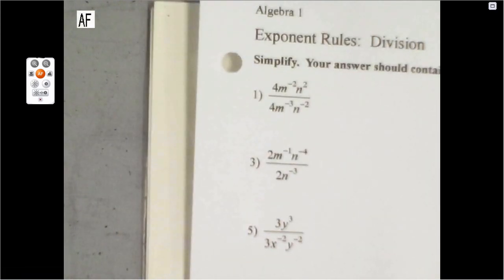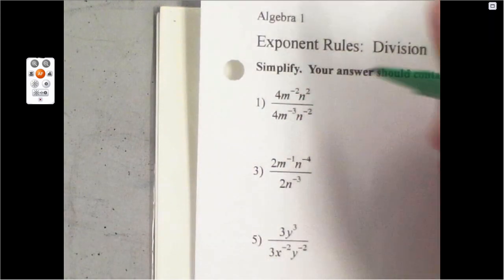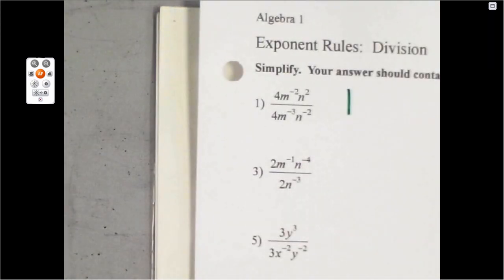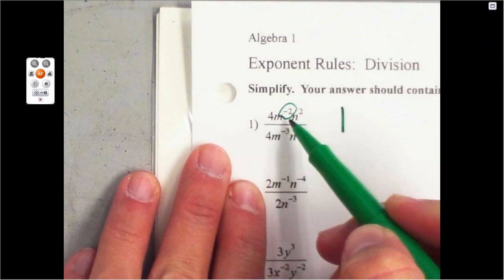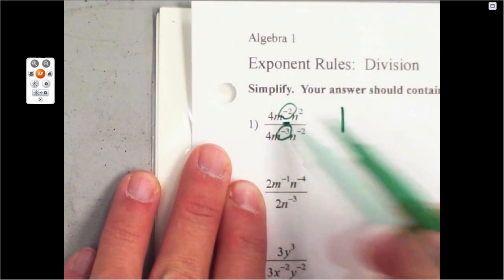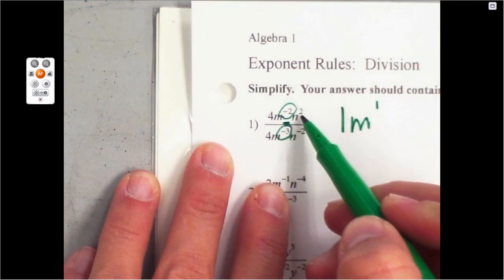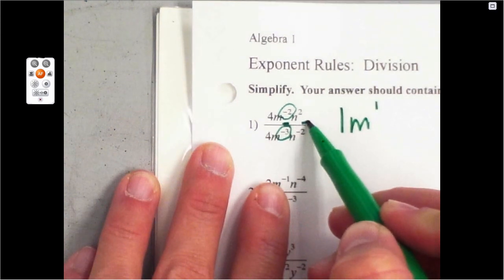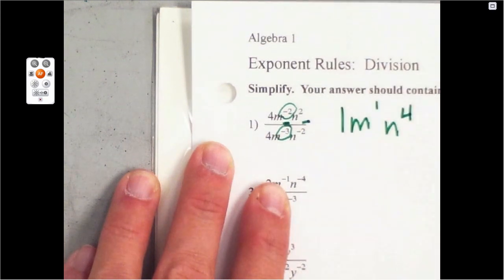All right, everybody. Join me. 4 divided by 4 is 1. -2 minus -3 is +1. 2 minus -2 is 4.